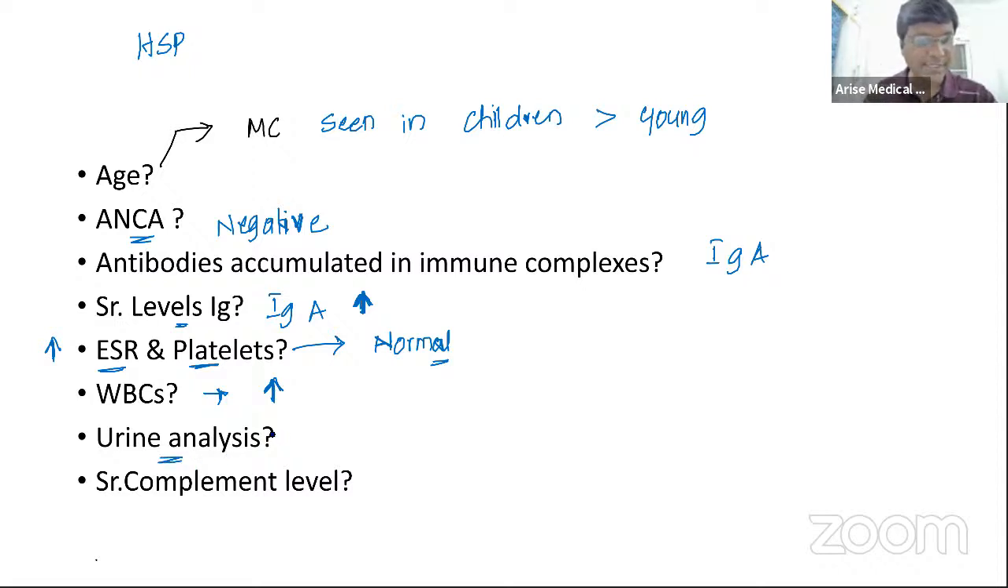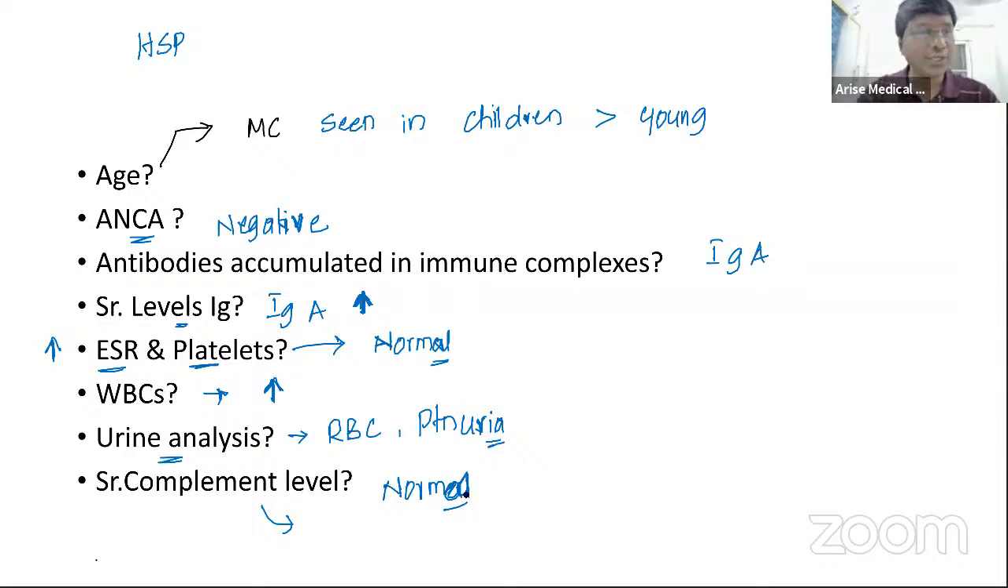And urine analysis will show the presence of RBCs. And there can be even mild proteinuria as well. And regarding the serum complement levels, in spite of immune complexes depositing within the glomeruli, the serum complement levels remain normal.